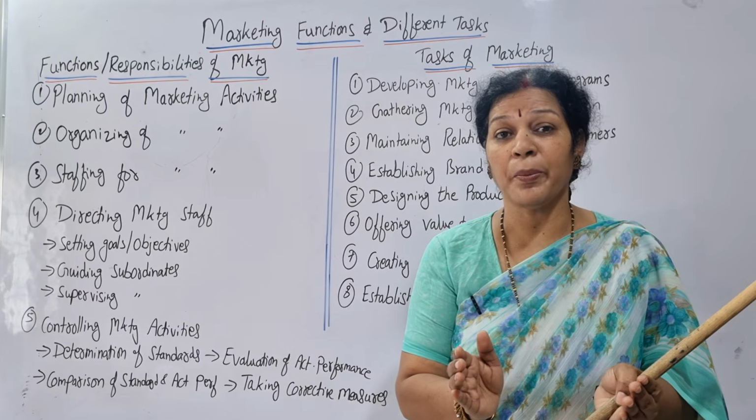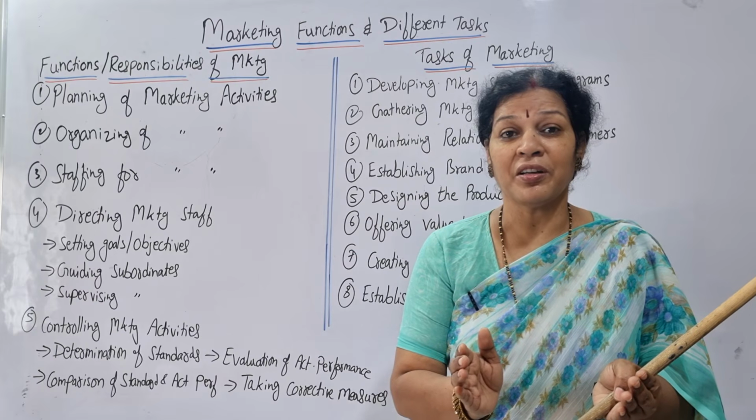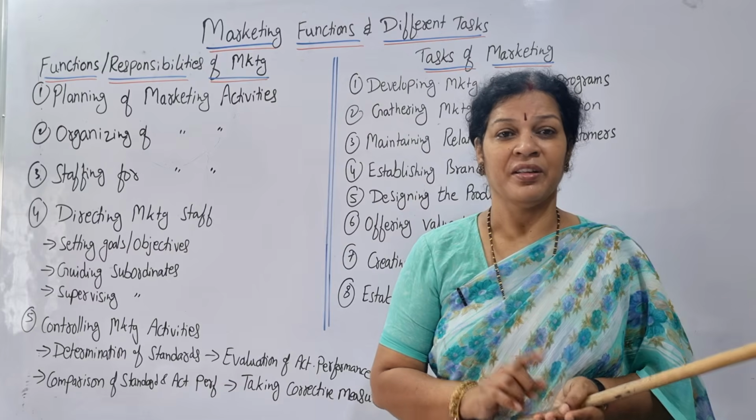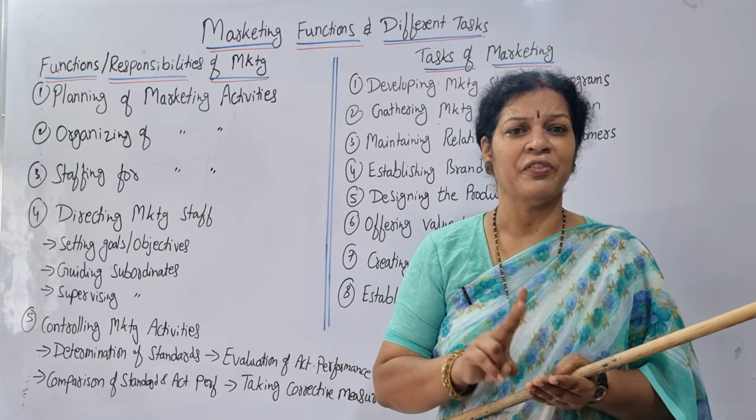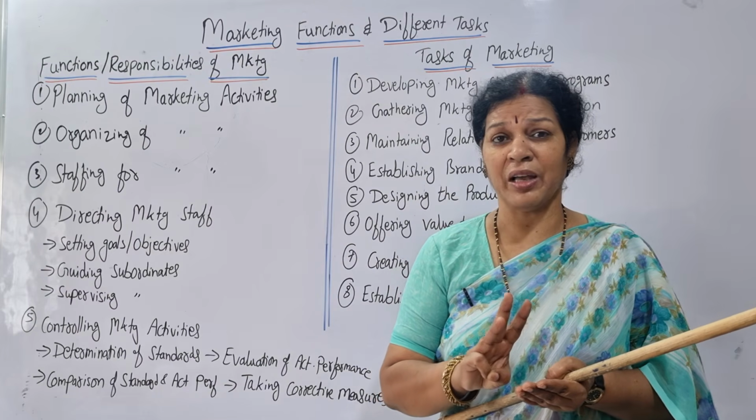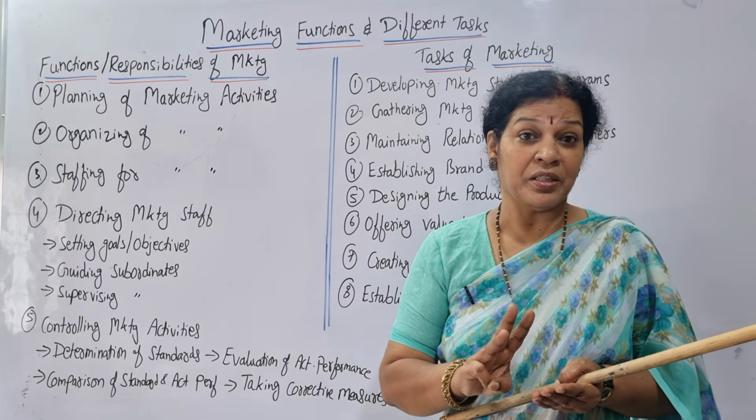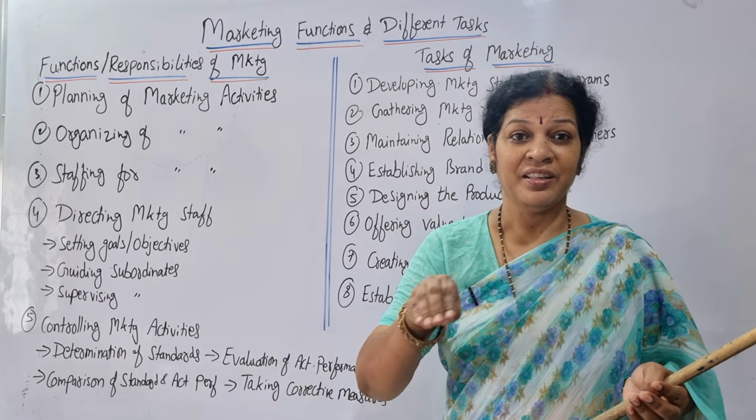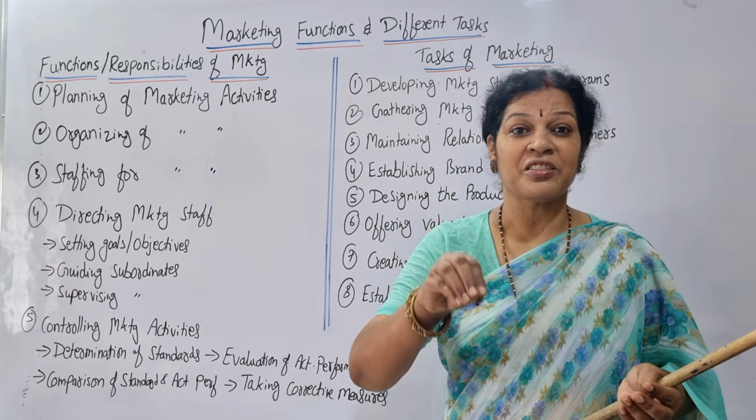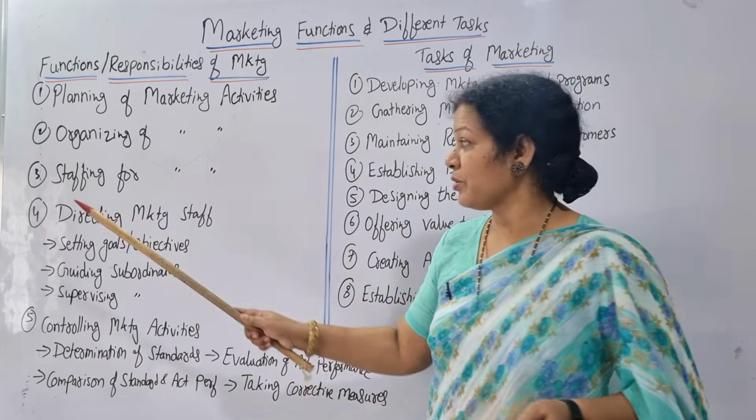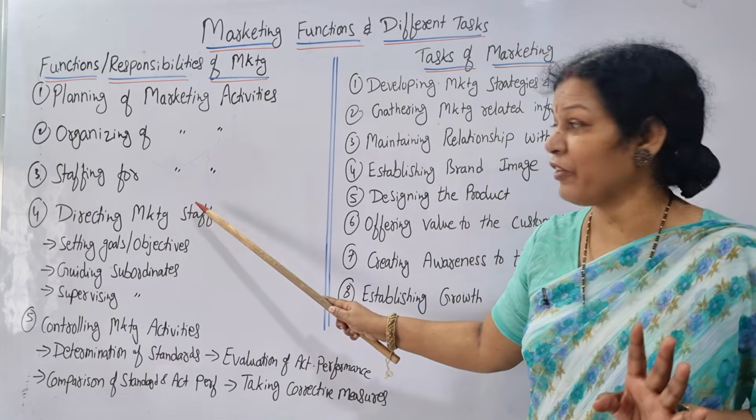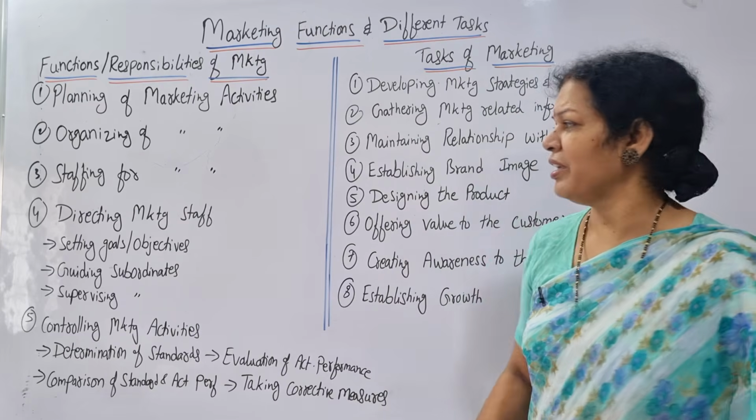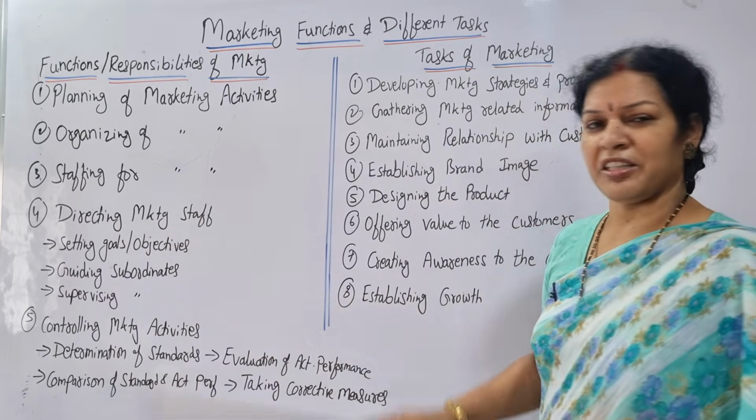If staffing is proper, then execution, organization and everything is going to be perfect. If staff is cooperative, if staff is active, if staff has knowledge, and if the staff has strategic ideas, then automatically this marketing will be a successful activity. So that is staffing for the marketing activities, nothing but recruiting the employees. That's all.